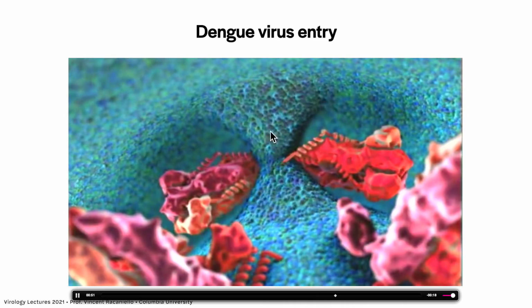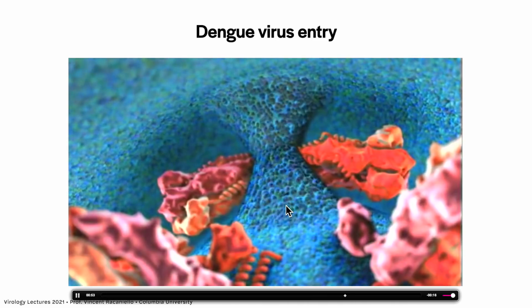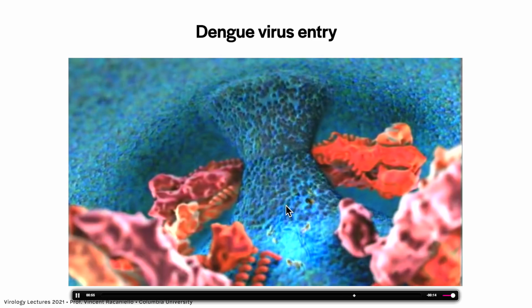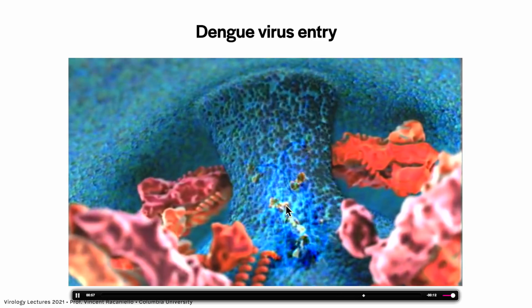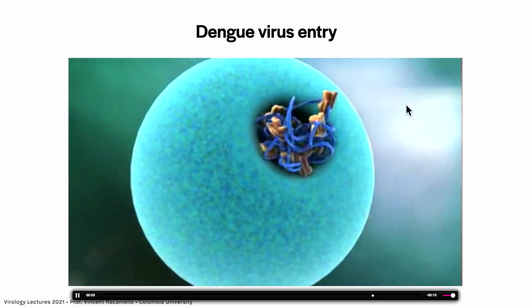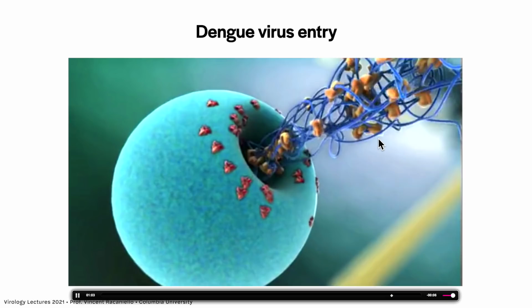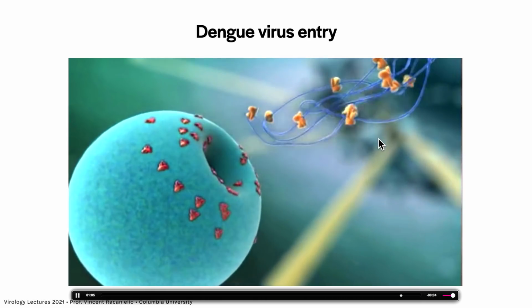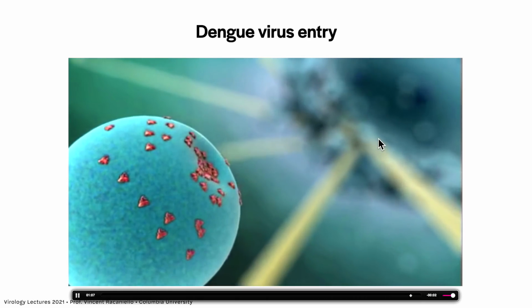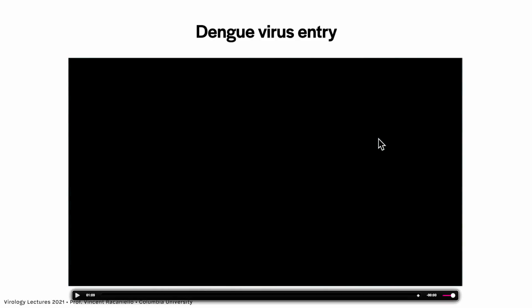And then the viral RNA comes out once that pore is made. And in this case, dengue virus, it's a plus-stranded RNA, and it's popping right out there. There you go. And that's, of course, going to be translated right in the cytoplasm. That's all it needs to do is get into the cytoplasm, and it will make proteins there.